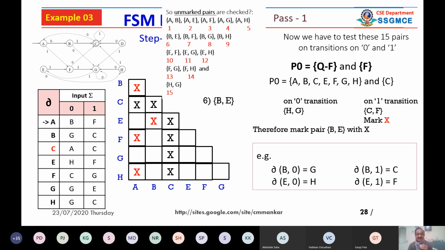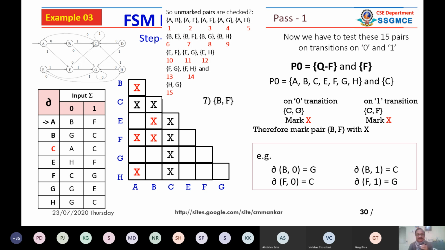So we are choosing 7 pair, that is a BF. So BF on 0 goes to GC and on 1 goes to GC. So again, C is on the right side, G is on the left side, C is on the right side, F is on the left side. So both outputs are distinguishable. So ultimately we are marking BF as a cross like this.